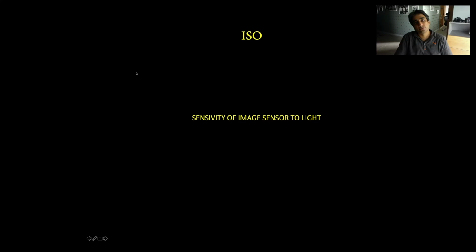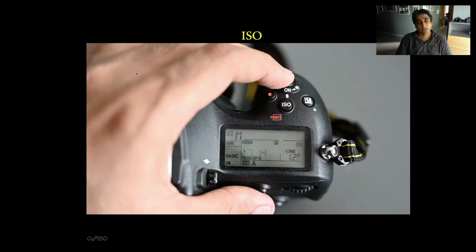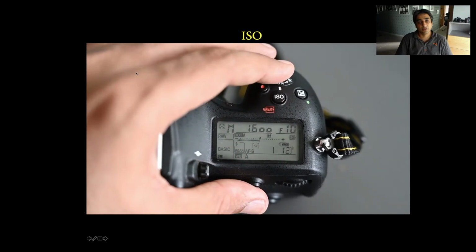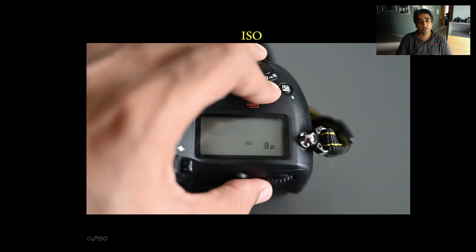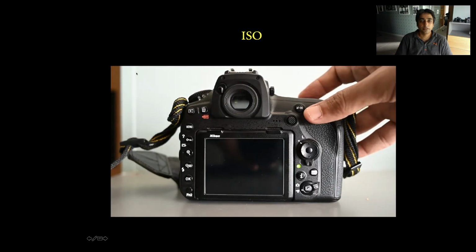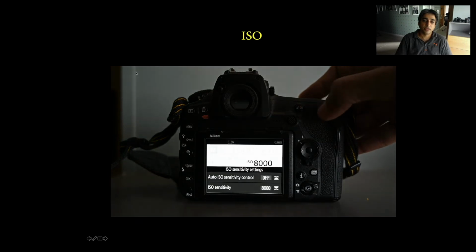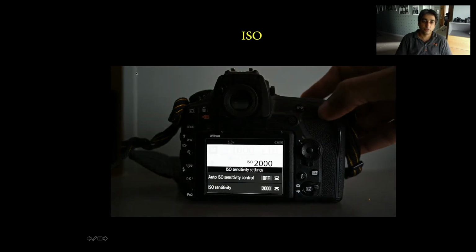So what is ISO? ISO is nothing but the sensitivity of the image sensor to available light. In earlier times, it was the sensitivity of the film. It was fixed. You could not change the ISO. But now, on a DSLR, you can change the ISO of the image sensor. All I need to do is depress the ISO button and rotate the dial to change the ISO values.